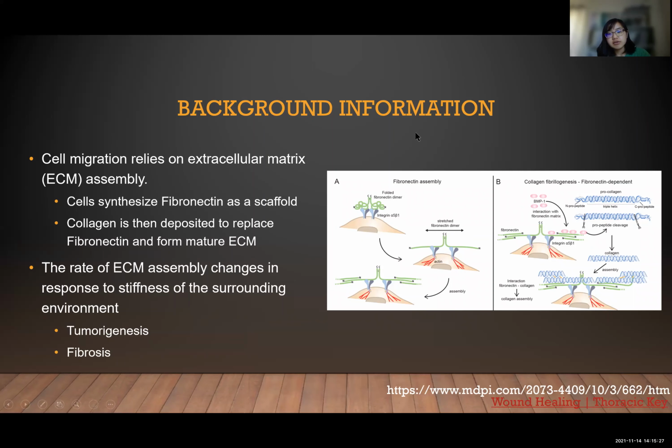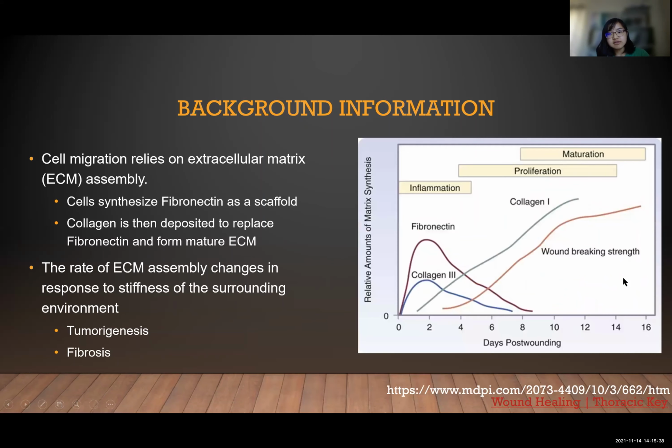Here is an example of how this occurs, where the fibronectin binds to integrins on the cell surface, is stretched out, and then allows collagen to start binding to it. This is typically seen in wound healing, and here's an example where you have an initial increase in fibronectin in response to the wound that degrades over time. After this initial increase in fibronectin, you'll start to see an increase in collagen type 1 that replaces the fibronectin.